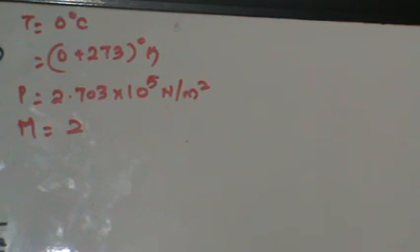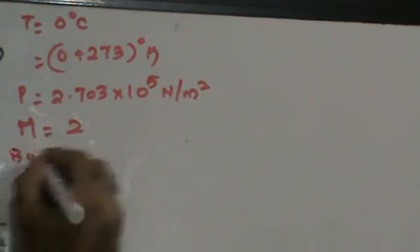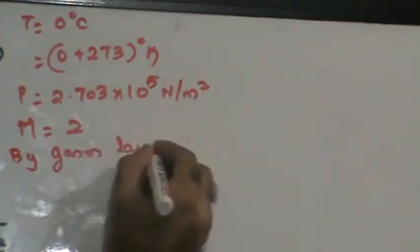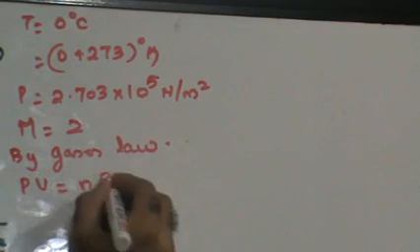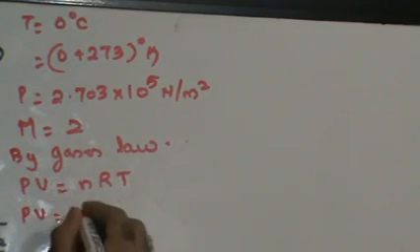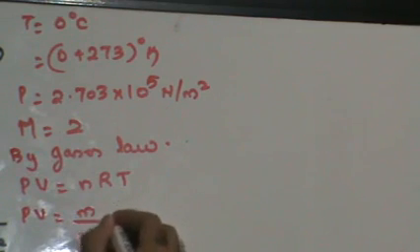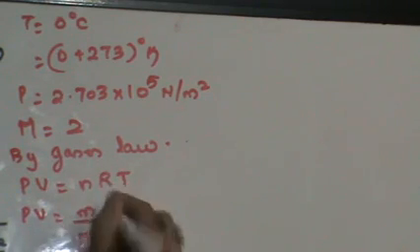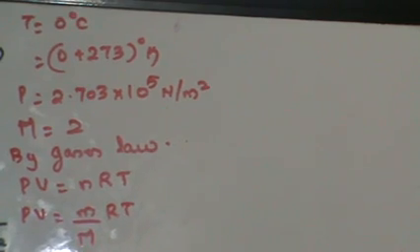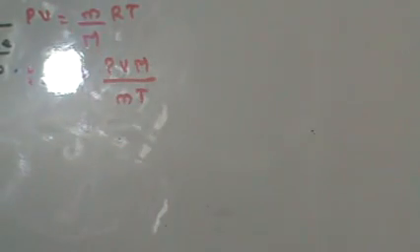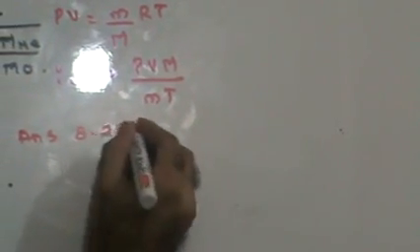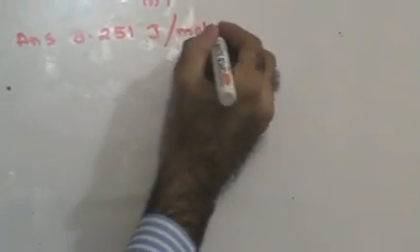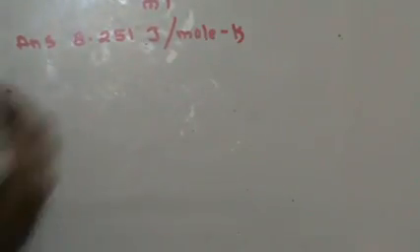Now, let's see this. I can use the gas law. I can say by the gas law, PV is equal to nRT. PV is equal to n, which is weight upon molecular weight, RT. Therefore, I can say that R is nothing but PVM upon MT. You have all the values, you can substitute and get the answer. The answer for this sum should be 8.251 joules per mole Kelvin. Next, take on the next sum please.